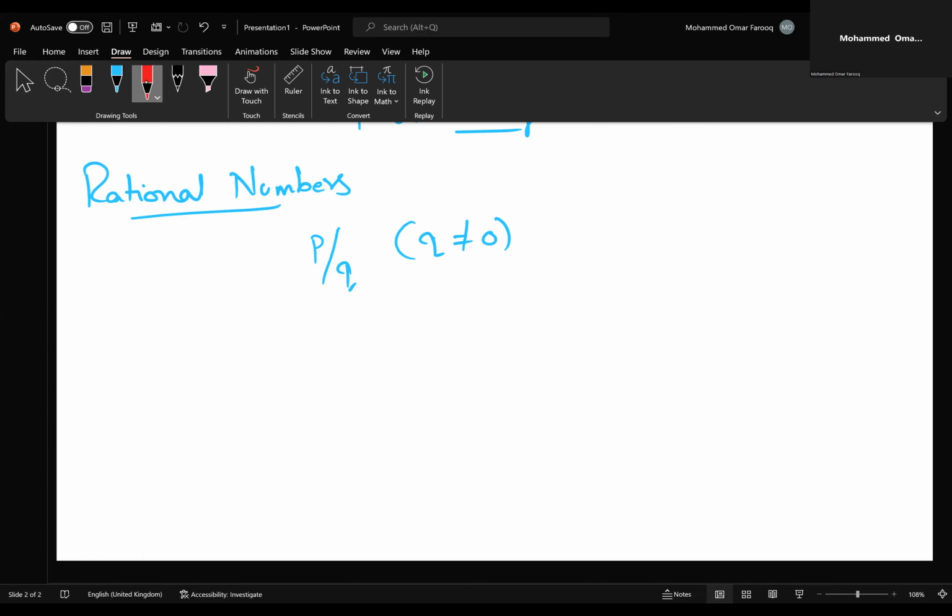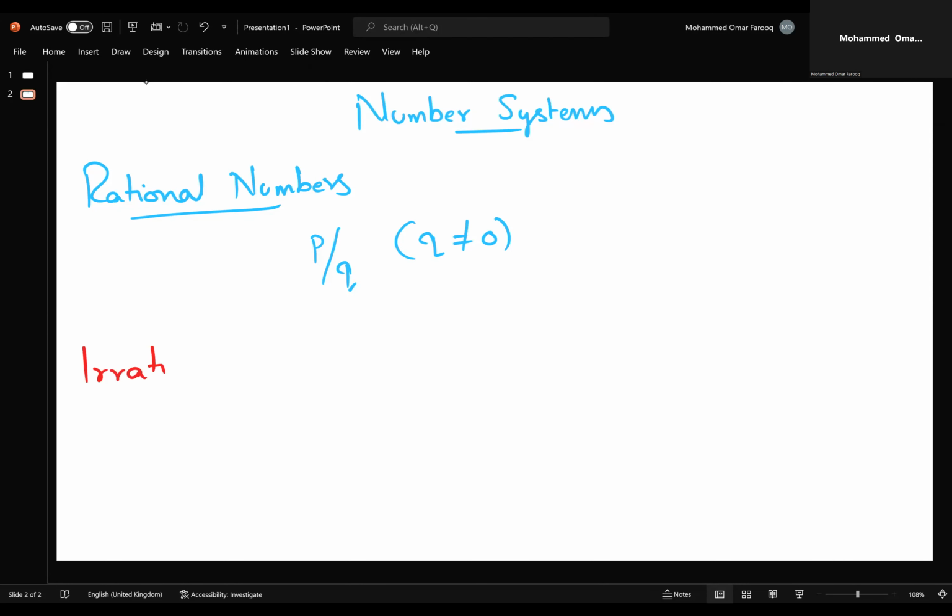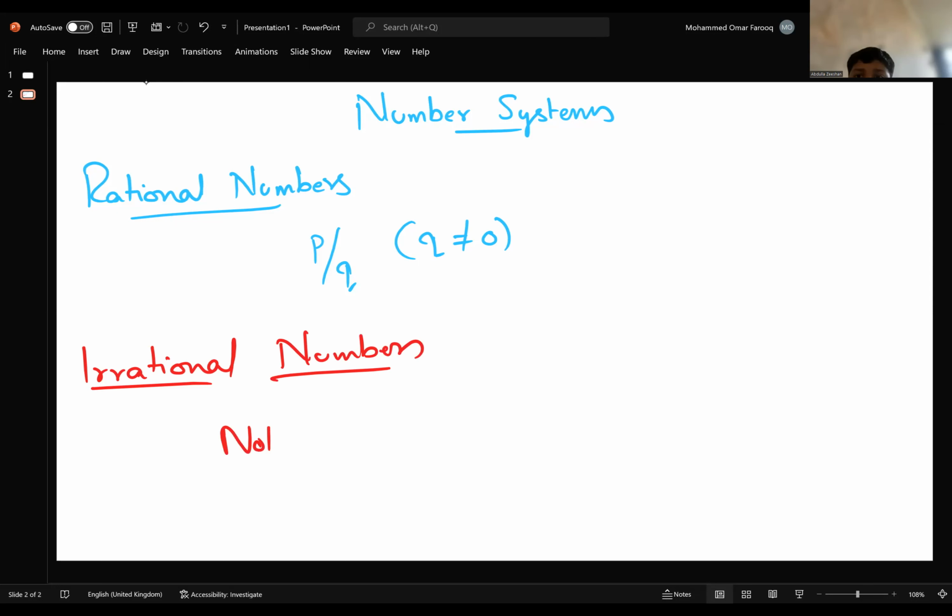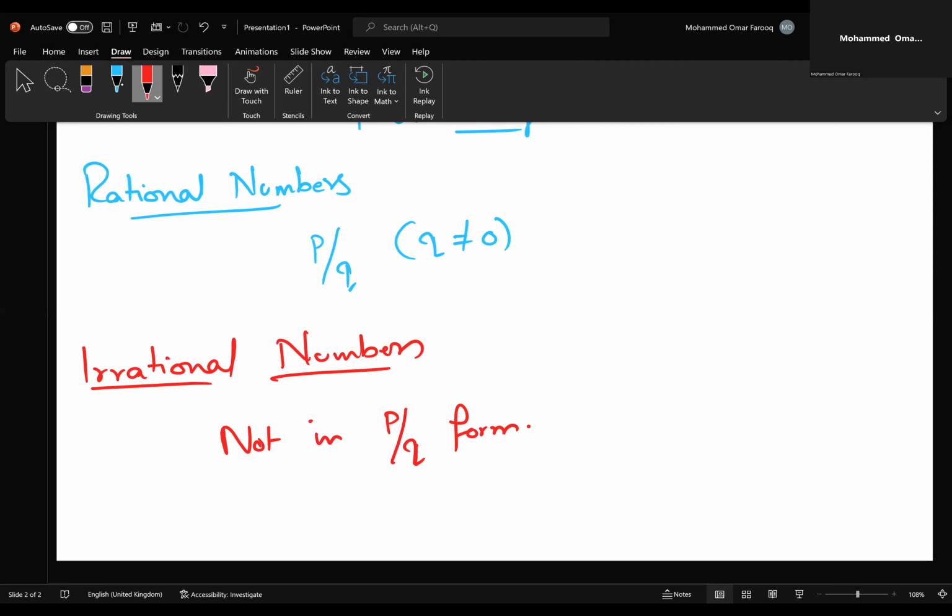And what are irrational numbers? Numbers which are not in the form of p by q. You cannot express them in p by q form.